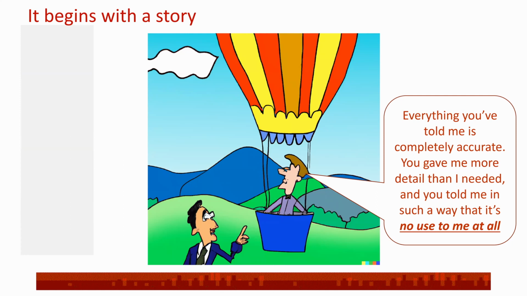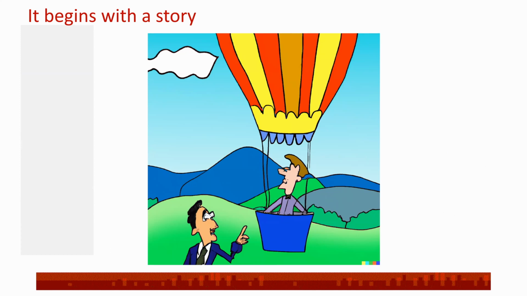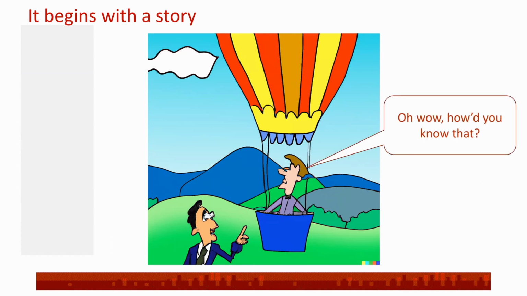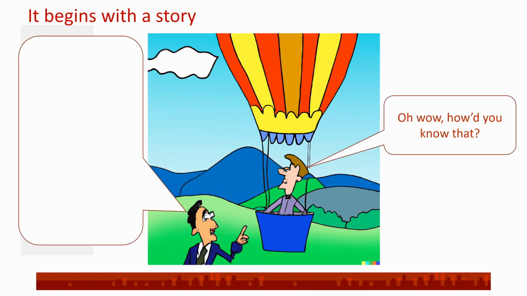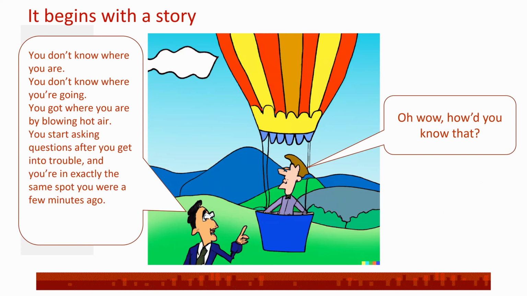And so the man on the ground says, dang. Oh, by the way, are you a business executive? And the man in the balloon says, yes. I said, wow, how did you know that? And the man on the ground said, well, you don't know where you are. You don't know where you're going. You got where you are by blowing hot air. And you start asking questions after you got into trouble, and you're exactly in the same spot you were a few minutes ago, but somehow now it's my fault.